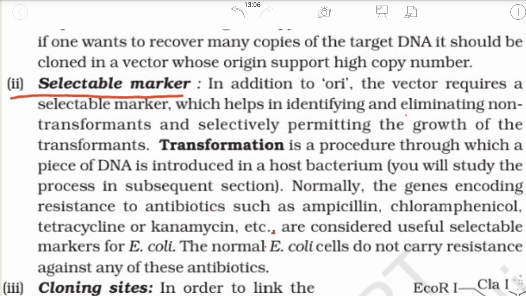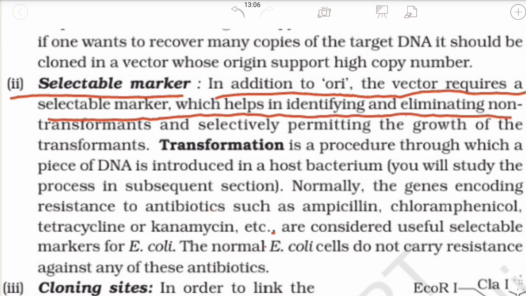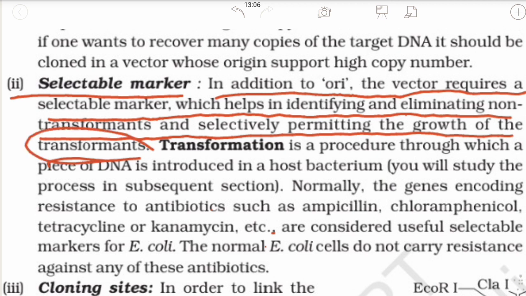Second one is the selectable marker. In addition to origin of replication, the vector requires a selectable marker, which helps in identifying and eliminating non-transformants and selectively permitting the growth of the transformants. First of all, you should understand what a transformant is. A host cell which contains the vector is called a transformant. Selectable markers mainly help in identifying and eliminating non-transformants and permitting the transformants.